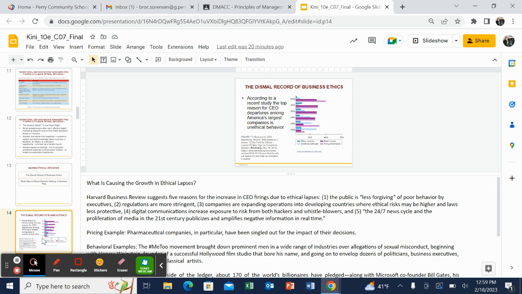One, the public is less forgiving of poor behavior by executives. We're coming up in an era now where unethical behavior is certainly less forgiven than it was 15 or 20 years ago. Two, regulations are becoming more stringent in terms of what can and cannot happen with CEOs and their conduct in the workplace. Number three, companies are expanding operations into developing countries where ethical risks may be higher and laws may be less protective.